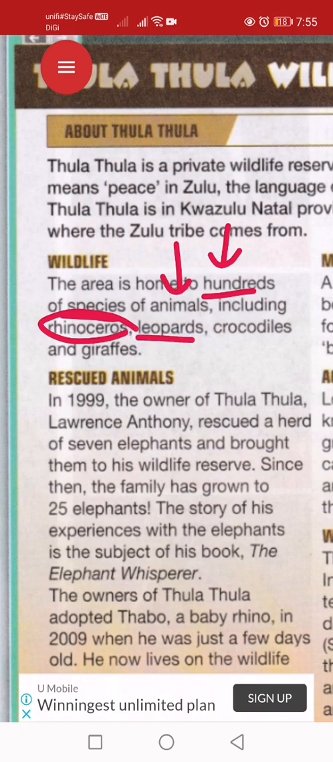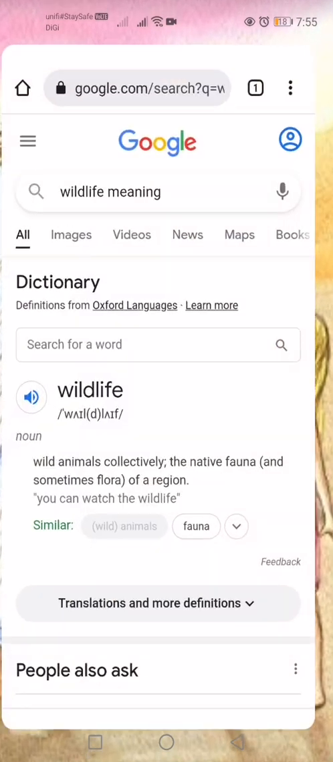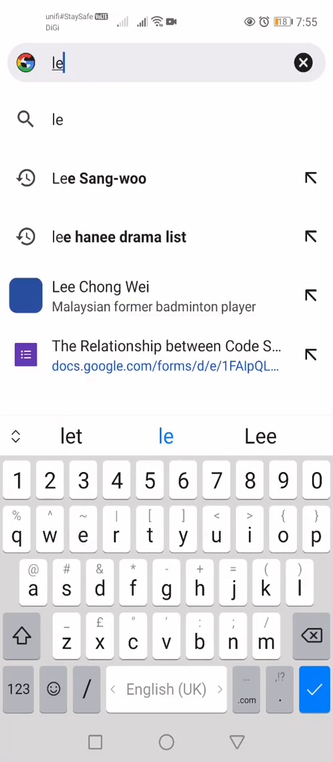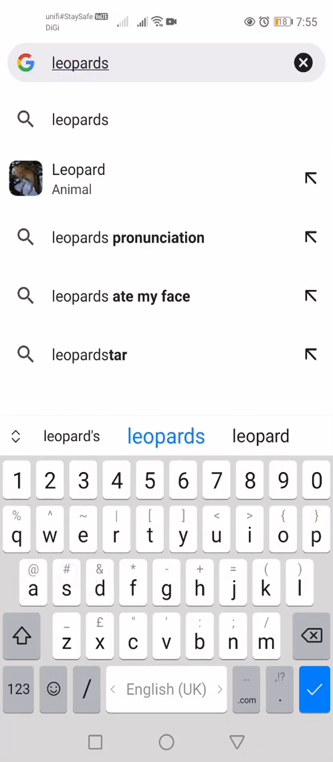Leopards, okay, we didn't see leopards yesterday. Crocodiles, okay, you know, and giraffes. Okay, so I'll show you leopards. We have leopards, but it's a different kind of leopards in Malaysia. Okay, this is leopard.